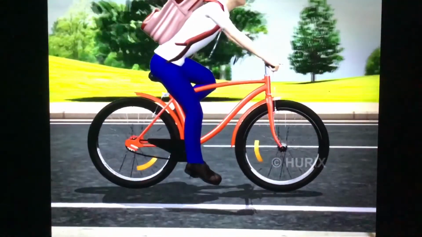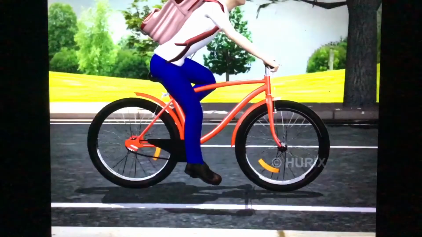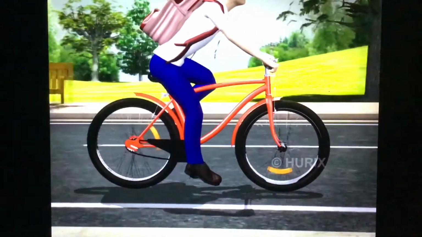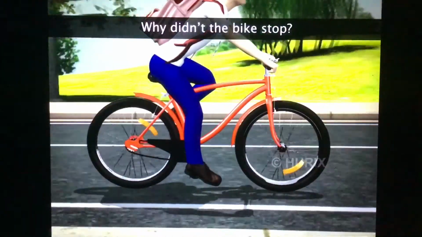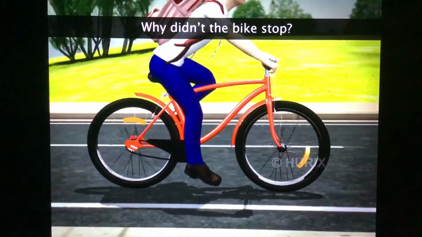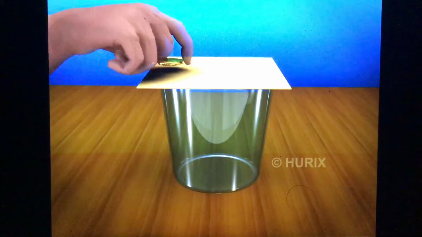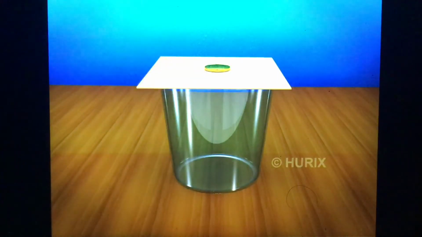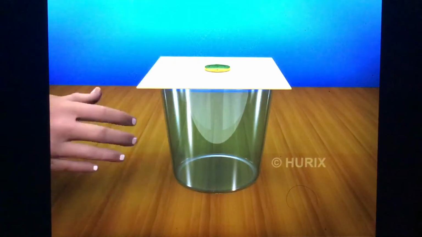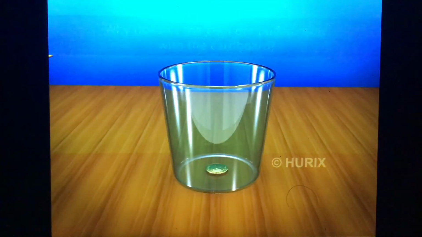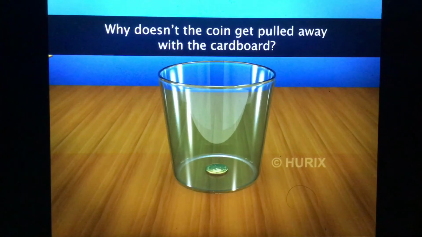There was no external force acting on the bike when the rider stopped pedaling. So why didn't the bike stop? Here is another activity for you to observe. If you pull out the cardboard with a jerk, the coin will drop into the tumbler. Why doesn't the coin get pulled away with the cardboard?